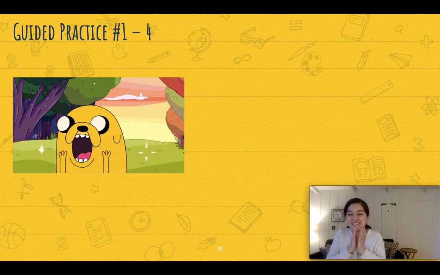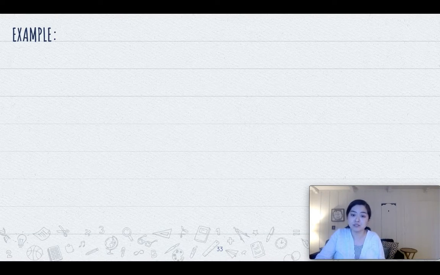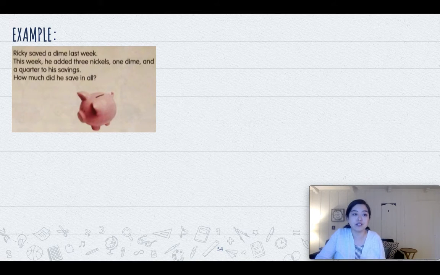All right. We're getting there. Okay, let's practice counting a group of coins by arranging them in order first. So look at this example. Ricky saved a dime last week. This week, he added 3 nickels, 1 dime, and a quarter to his savings. So he put that all in his piggy bank. How much did he save in all?